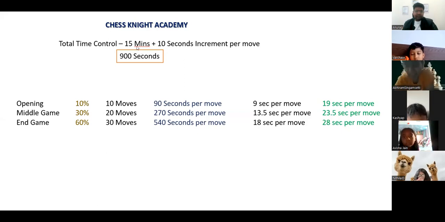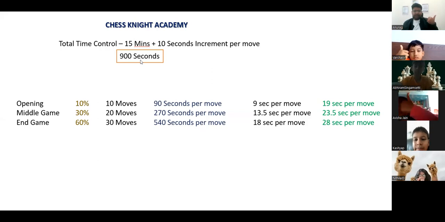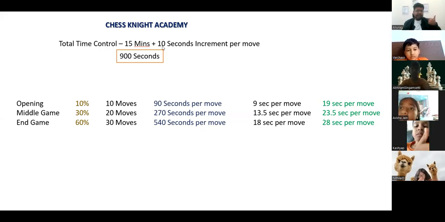So let's say 15 minutes means how many seconds you have? 900 seconds roughly, correct? Yes, guys, again thumbs up. You know how to go ahead. So you have 900 seconds to finish the game, plus a 10-second increment, which means whenever you press the clock, you get 10 seconds extra on your clock. So you have 900 seconds plus 10 seconds for every move that you play.